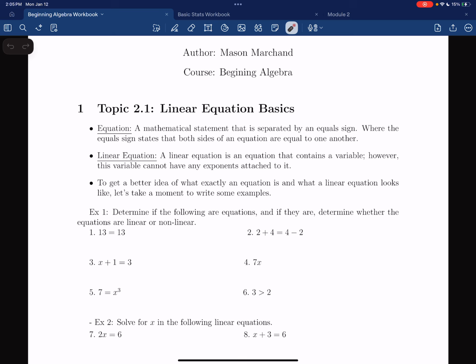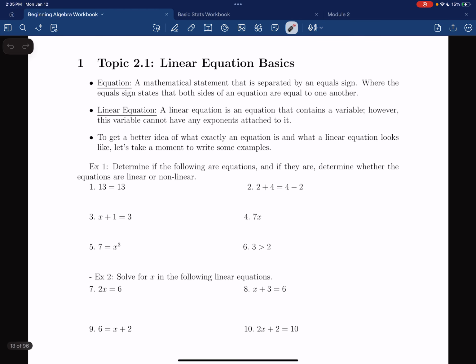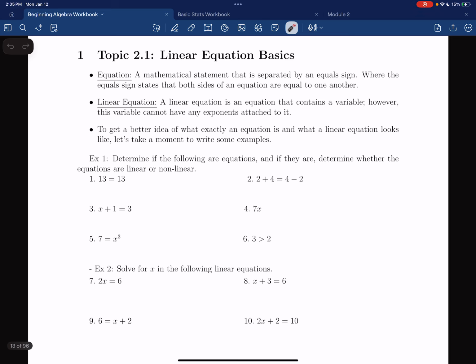So an equation is a mathematical statement that is separated by an equal sign. And this equal sign is stating that both sides of that equal sign are equivalent to one another. And then a linear equation is a specific equation that contains a variable. However, this variable cannot have any exponents attached to it. So to get a better idea of what a linear equation looks like, let's dive into our first example.